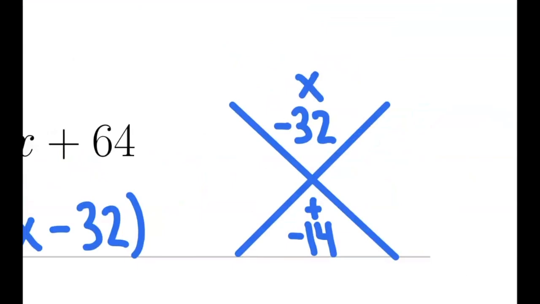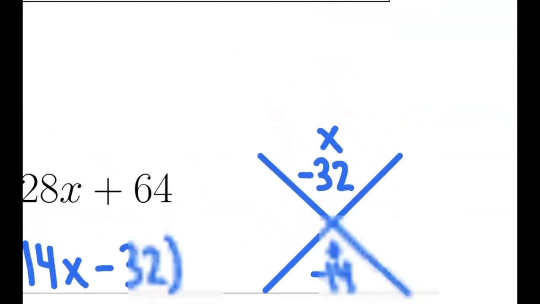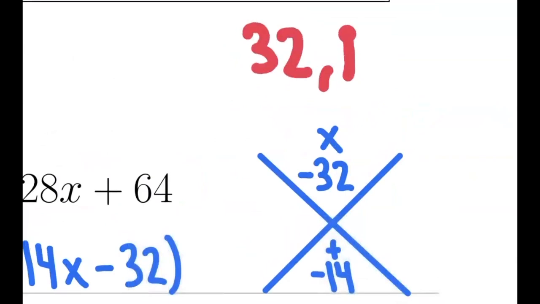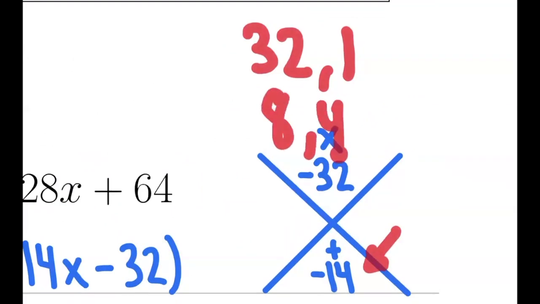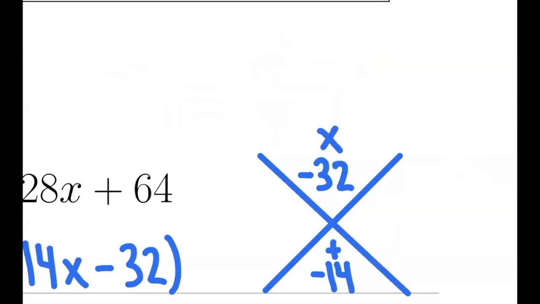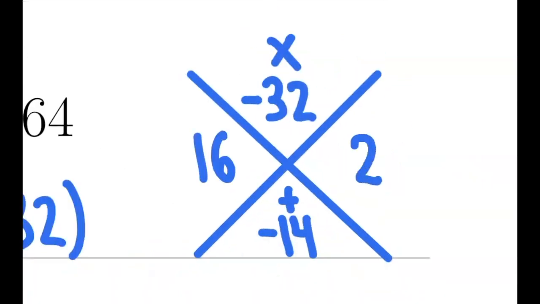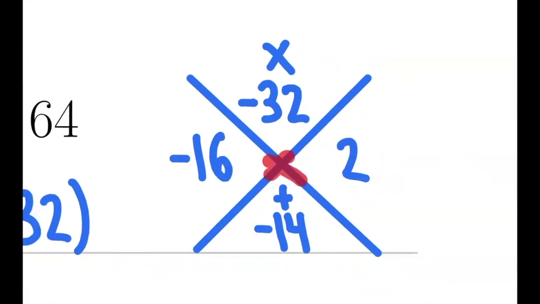This one's slightly harder. 32, forget about the negative. Let's just look at the factors of 32. There's 32 and 1. That's not going to get to 14. There's 8 and 4. That's not going to get you 14. There's 16 and 2. That will get you 14, negative 14 specifically. So the 16 will be negative: negative 16 and 2. When we multiply these two, we get negative 32, and when we add them, we get negative 14.